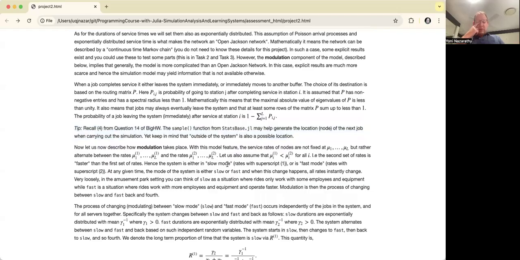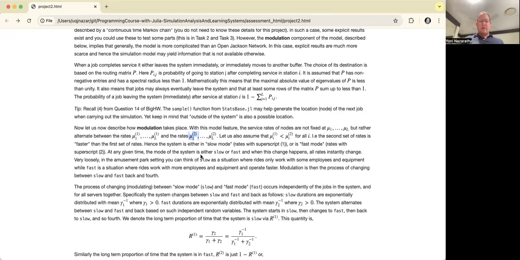Now, here's a modulation component. We don't just have service rates mu 1 up to mu l, but we have two sets of service rates, the superscript 1 and the superscript 2. And let's assume that the superscript 2s are always faster across all servers. Okay, so this is not the most general modulation. It's just that you've got your slower rates and your faster rates. And what modulation does is we move between being in the slow mode and the fast mode. That change doesn't happen so fast generally, but it happens. Okay. So we move between slow and fast.